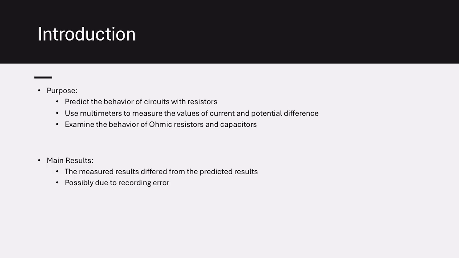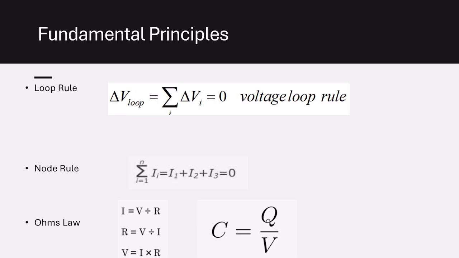To briefly touch on the main results of this lab, the measured results differ from the predicted results, which were calculated using theory alone. This is possibly due to human error, which I will discuss later in the report. I will now take a moment to discuss some of the fundamental principles in this lab.